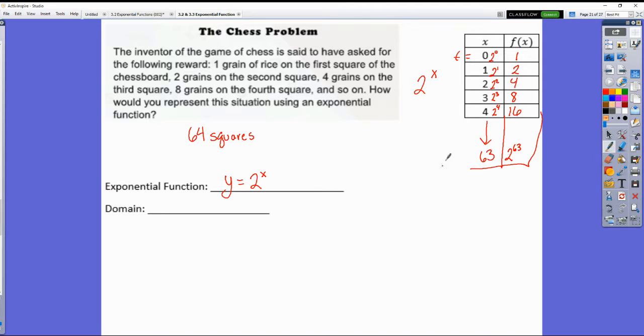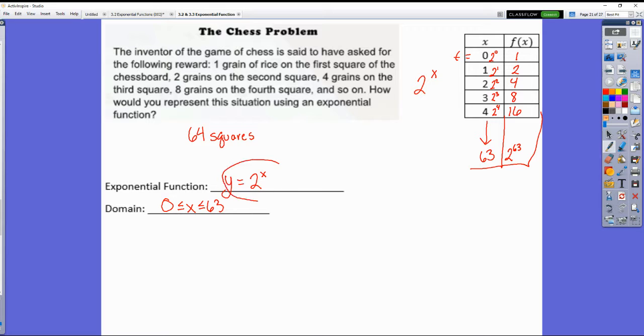And when is this valid? Well, for this problem, obviously, I'm not going to have a negative square, so we're not going to have negative numbers, and I want to stop at 63. So the domain for this problem is 0 less than or equal to x less than or equal to 63, and it's actually just the integers in between 0 and 63 that we're plugging in.